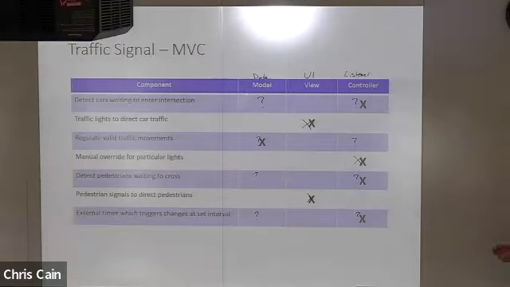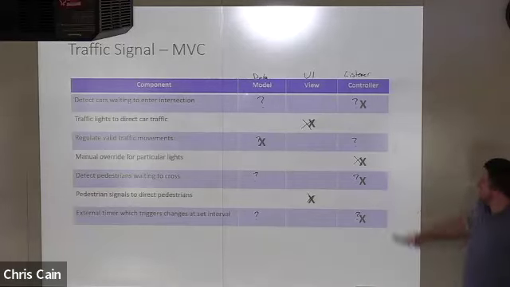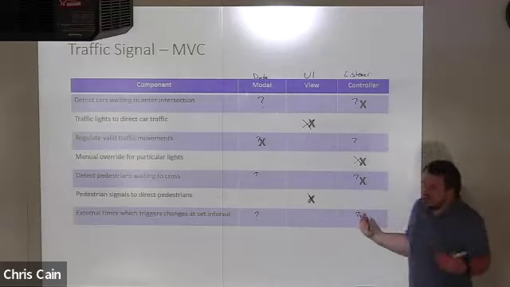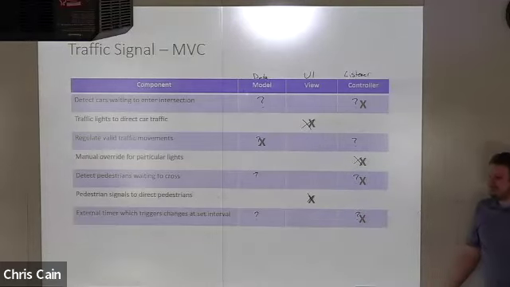So detecting cars waiting to enter the intersection, this is a controller. The reason it's a controller is it's a listener. It doesn't handle the logic of what happens when a car enters the intersection, but if a car has entered the intersection, it needs to notify the model that there are cars waiting at the intersection. And then the model can figure out when to change the light, based on the number of cars that are waiting at the intersection, or whether there even is a car waiting at the intersection.